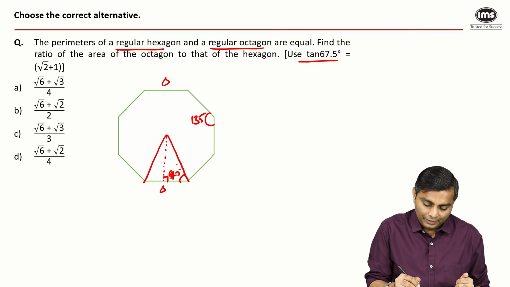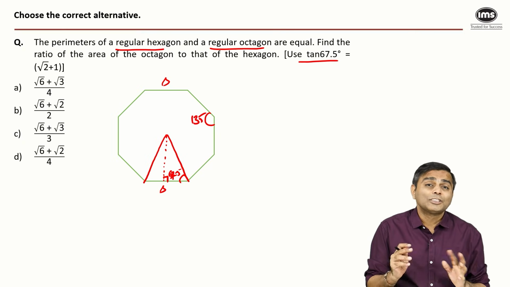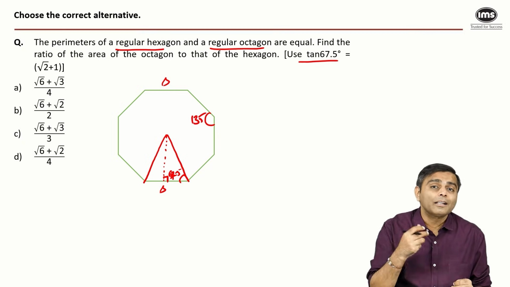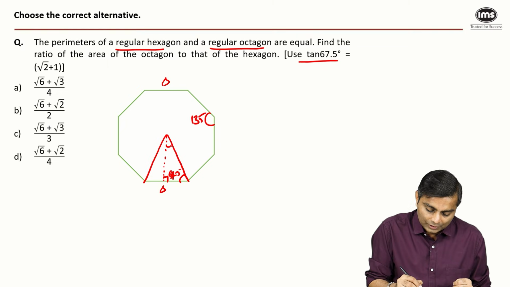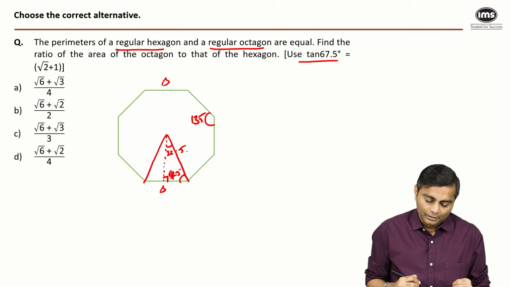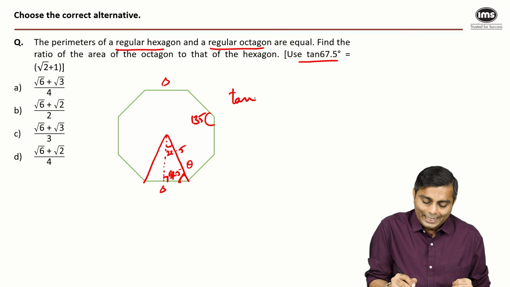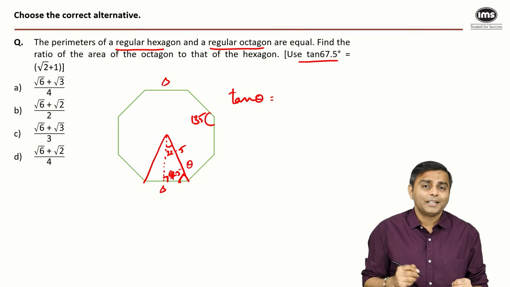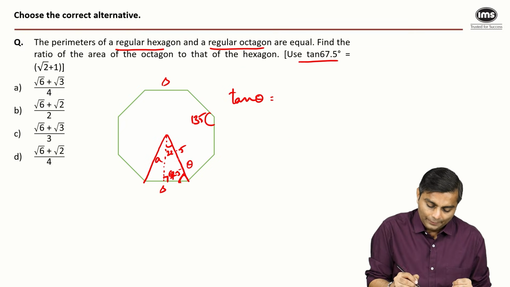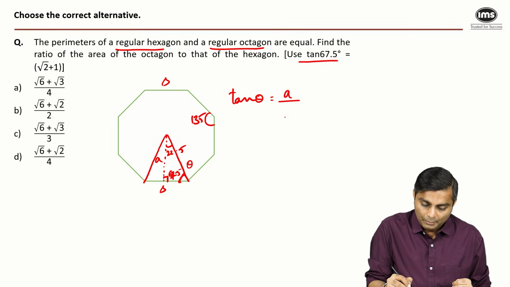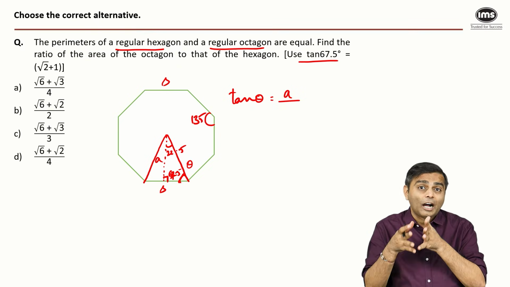Okay, 67.5. And it's an isosceles triangle. So the central angle is going to be 45 and therefore this is 22.5. Okay. Let's call this guy as theta. So tan theta is nothing but opposite by adjacent. Let's call this guy as A. So this is nothing but A by S by 2, half of that, right?